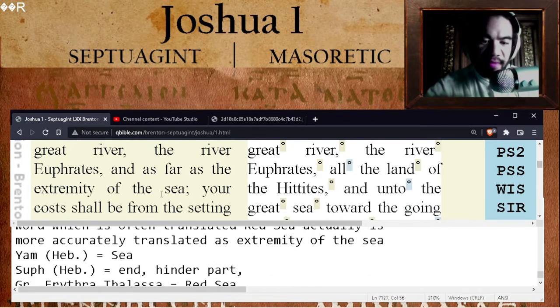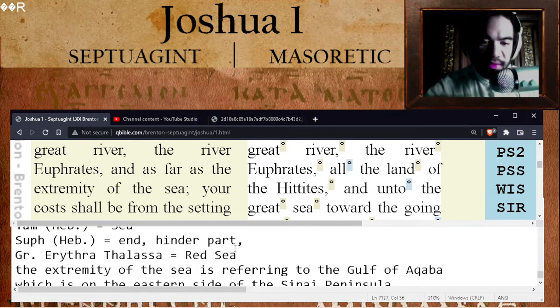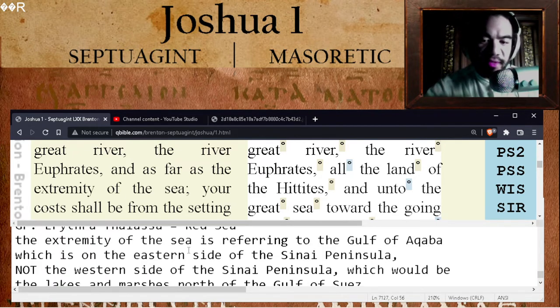In Hebrew, Yam means sea. Suph means end or hinder part, which, when you translate it again, literally is extremity of the sea. Where's this Yam Suph? Let's look at the Greek first. Erythra Thalassa means Red Sea. The extremity of the sea specifically is referring to the Gulf of Aqaba, which is on the eastern side of the Sinai Peninsula. I'm going to show that to you in a little bit.